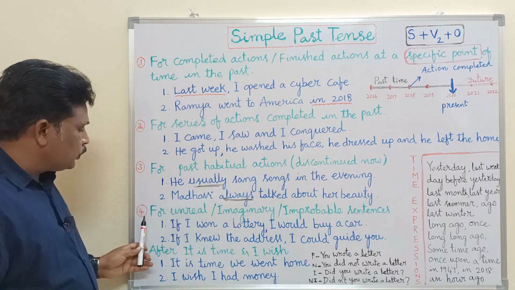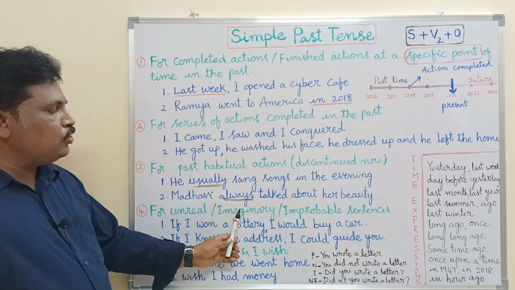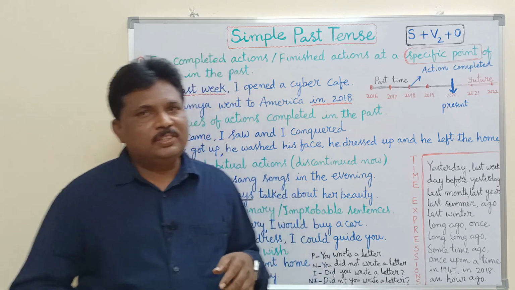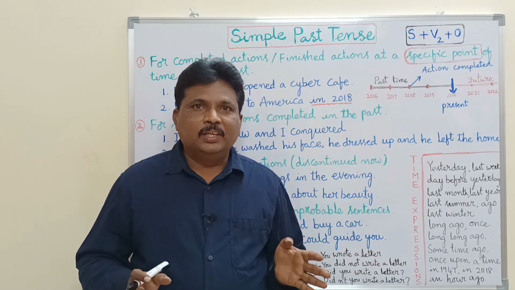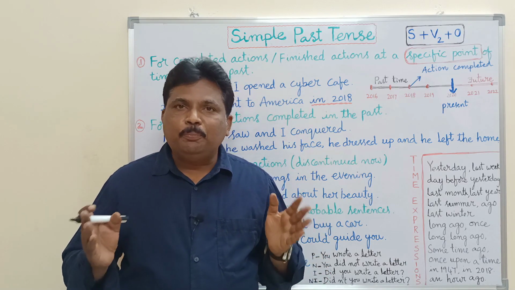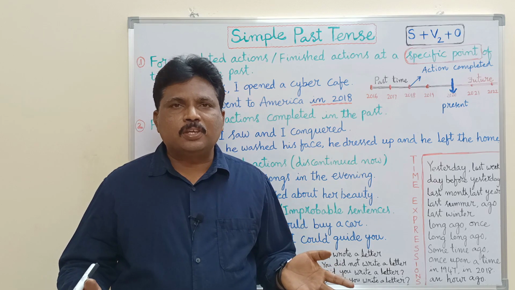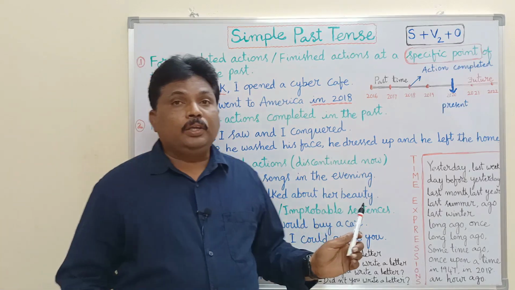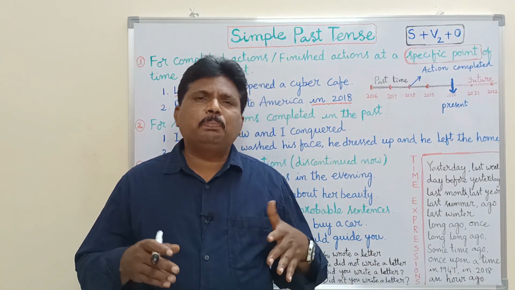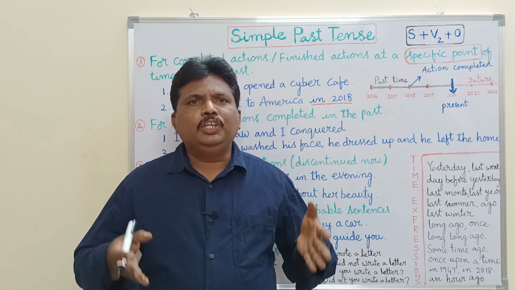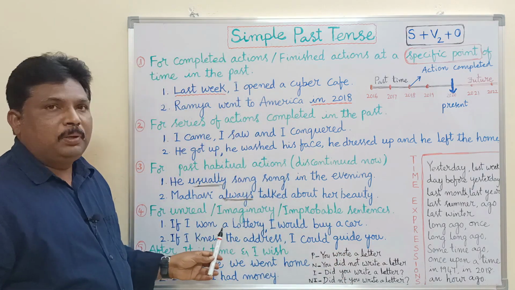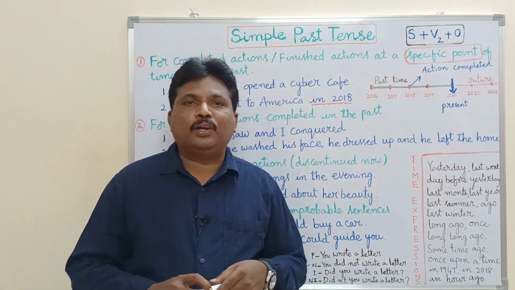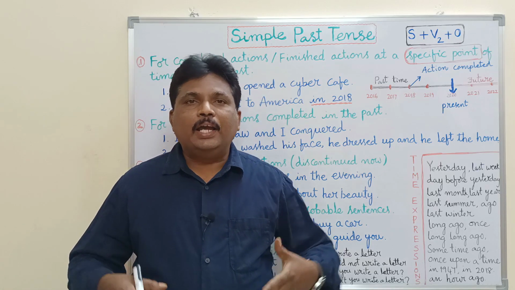And the fourth usage is for unreal or imaginary or improbable sentences. In conditional sentences, second conditional sentences, we have already learned, the name of the second conditional sentence is type 2 conditional sentence, or you can also say imaginary conditional sentence, or unreal conditional sentence, or improbable conditional sentence. In improbable conditional sentences, in the if clause, the tense is simple past. Look at this. If I won a lottery, I would buy a car.